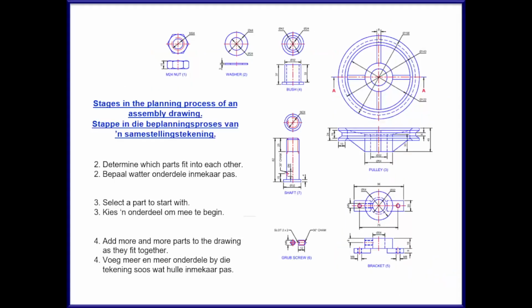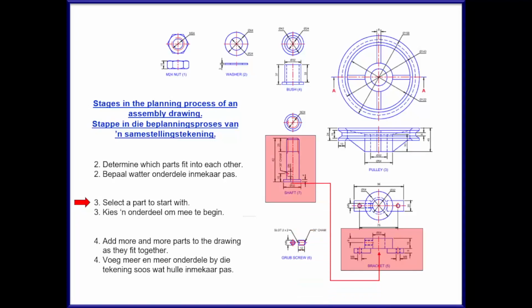The next stage in our planning process is to select a part to start with. For this question, the bracket will be the lowest point of the drawing, and if the shaft fits through the bracket, it becomes more evident that we will assemble this drawing from the bottom upwards. Our 4th stage is to add more and more parts to the drawing as they fit together until the assembly is complete.